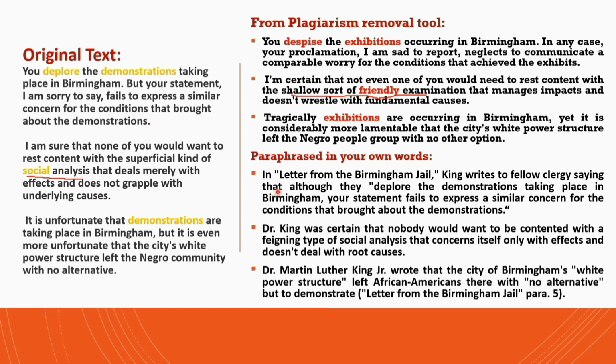Now what we can do is, in Letter from Birmingham Jail, this is concerning the letter that was written from the Birmingham jail. King writes to fellow clergy saying that although they deplored the demonstrations taking place in Birmingham, your statement fails to express a similar concern for the conditions that brought about the demonstrations. So when you are quoting someone's text as it is, then you write it in inverted commas so that it does not come under plagiarism. Otherwise, you have to write it in your own words.